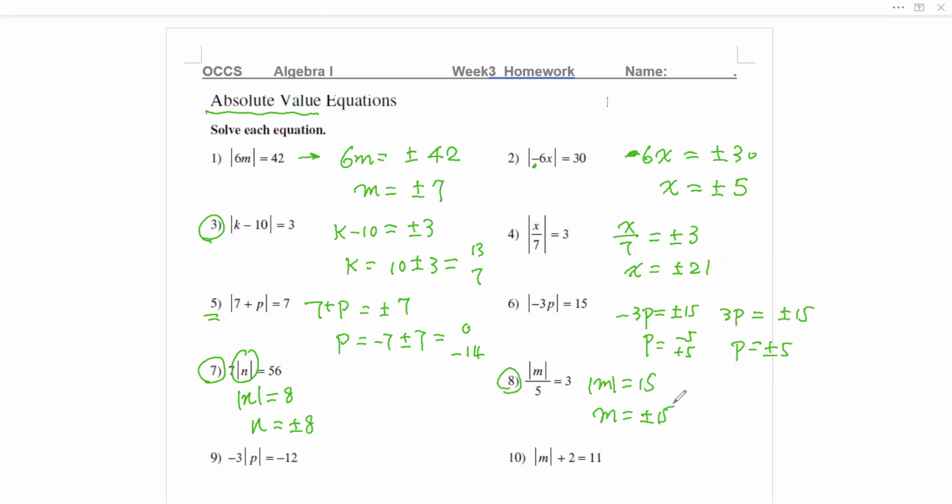Number 9. Both sides divide negative 3. So this one equals 4, right? So p equal, so you need to get the negative out, p equal positive negative 4, right? And both sides minus 2 for this number 10, both sides minus 2. So left is absolute m equal 9, right? So m equal positive negative 9. So this is super easy one, right?